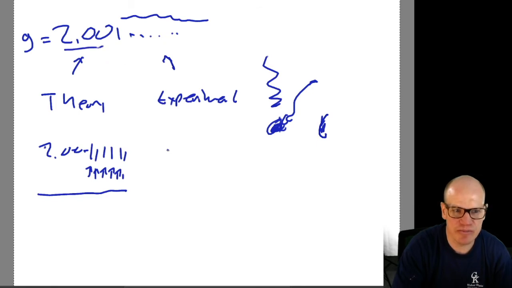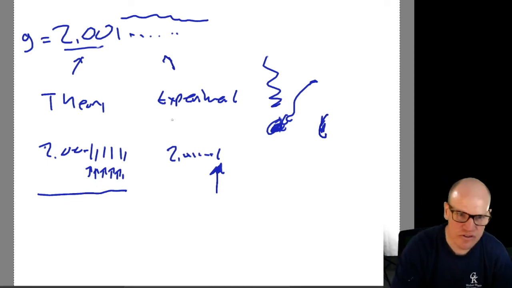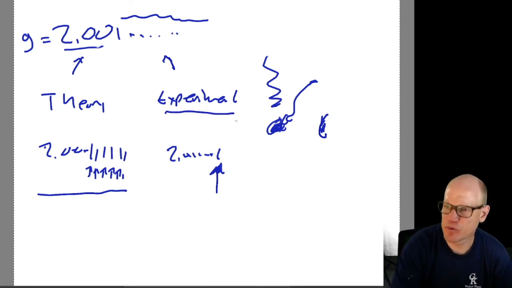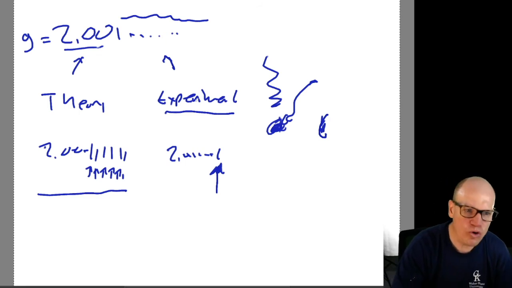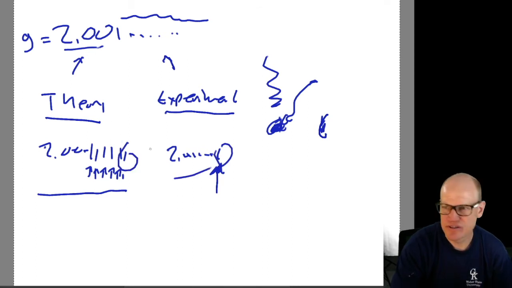So here's your experimental measurement and you keep going, and at some point there's a disagreement. There'll be a disagreement between the theory and the experiment, at which point you do one of two things. Either you look at your experiment and you say, are we doing something wrong? Or you look at your theory and you say, did we miss something in our calculation? And you keep going until you can rectify that disagreement.